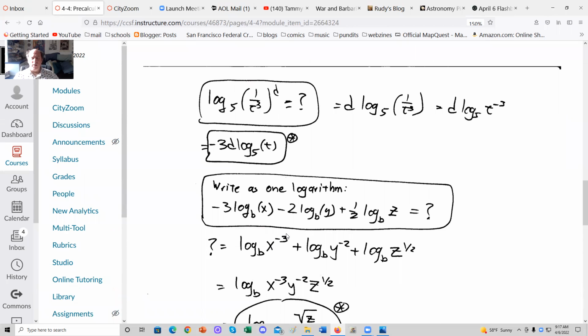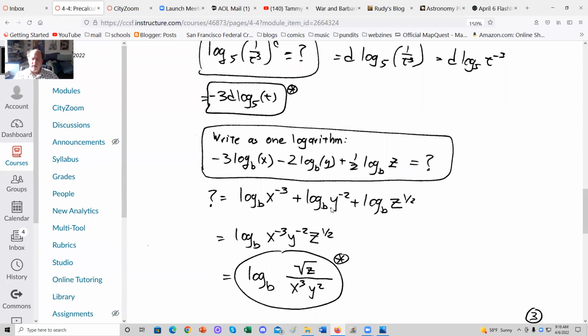Here we're going to go backwards. We're going to take a sum of logarithms and turn it into a logarithm of a product. -3 log base b of x minus 2 log base b of y plus 1/2 log base b of z. What's that? Well, the -3 goes inside, the -2 goes inside, the 1/2 goes inside. So you get log base b of x to the -3 plus log base b of y to the -2 plus log base b of z to the 1/2. Then these sums turn into a product: log base b of x to the -3, y to the -2, z to the half.